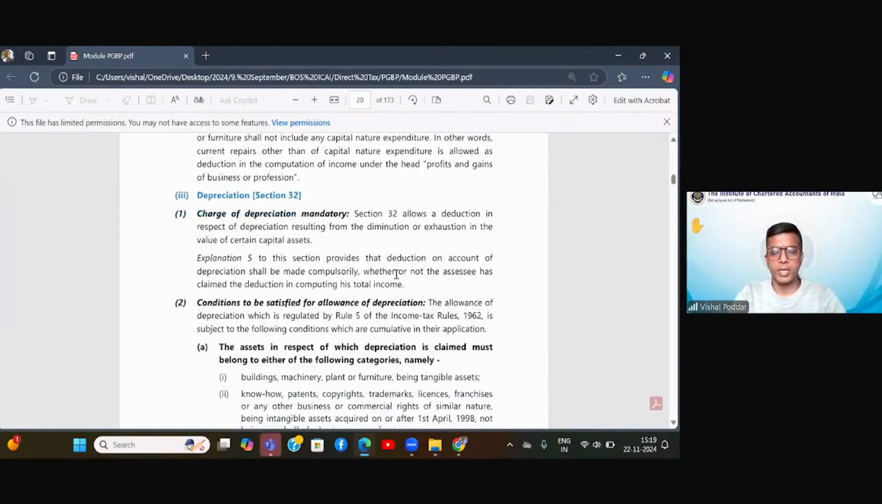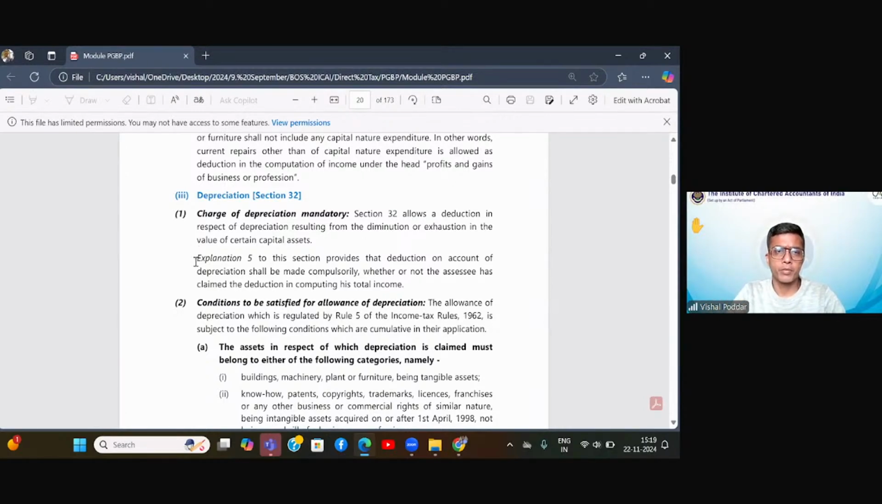Yes. Then comes section 32. Again, we have discussed this in detail along with a practical example. Section 32 deals with allowing deduction for depreciation. It says that you will be allowed to claim depreciation, but how much will be decided by the workings given in the rule.